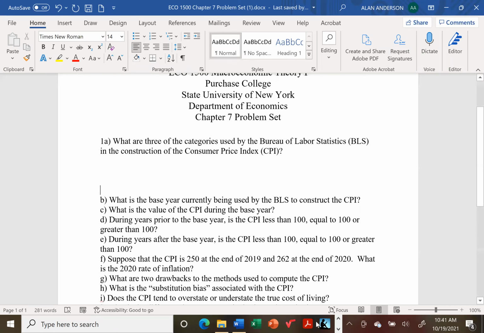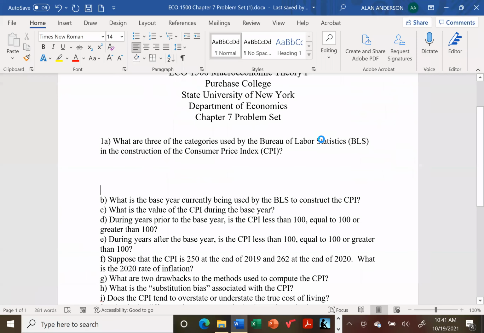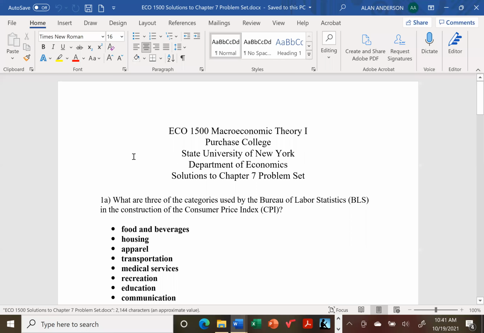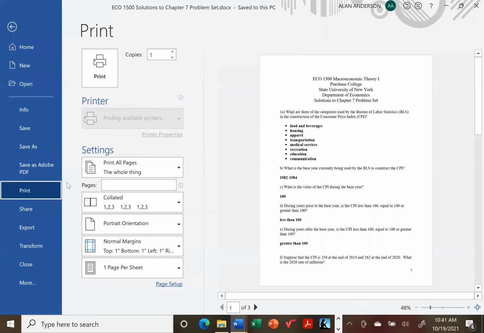Wait, hold on 1 second. I did something wrong. I have the solutions typed up here, but I want to go through it with you step by step rather than just reading it to you. So I'm going to print this thing off right now for reference.